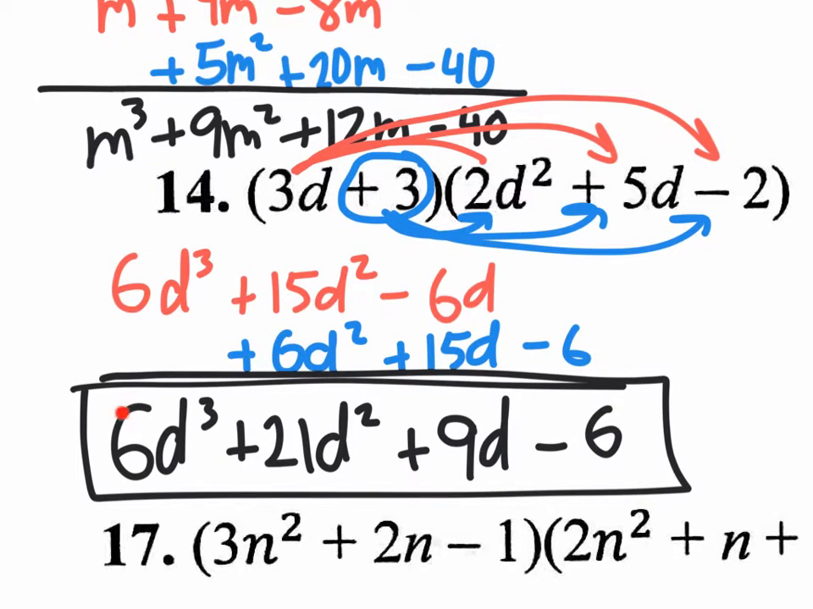Your leading coefficient is 6. Your constant is negative 6. The degree is 3. If I asked you to classify it, it would be a cubic polynomial, with 1, 2, 3, 4 terms. Cubic polynomial. Just reviewing. You're going to have to be able to classify on Friday's quiz also.